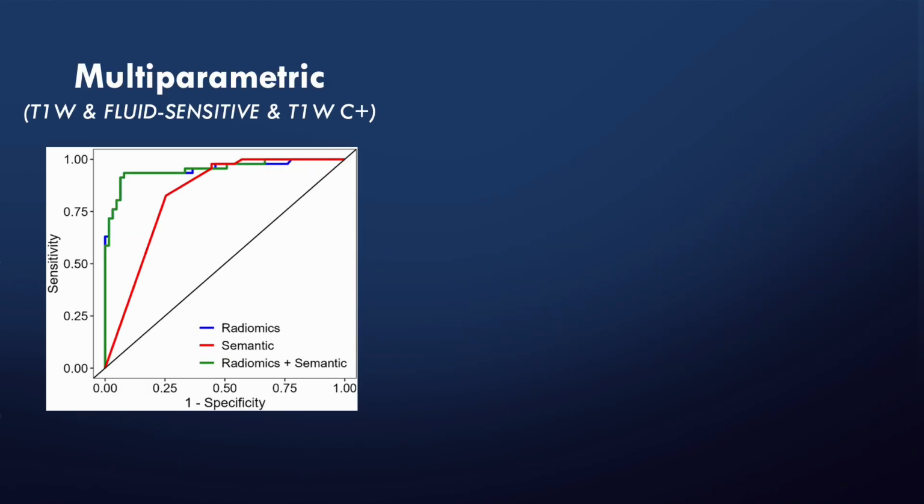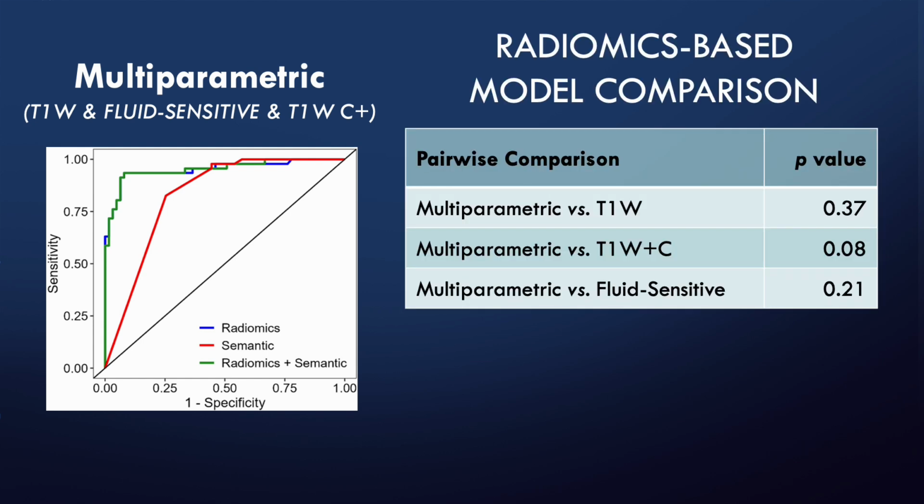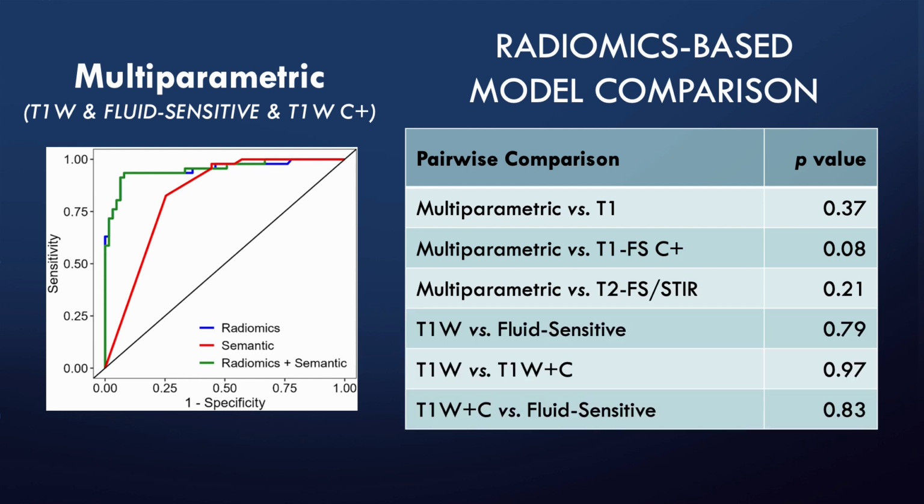We also combined data from all 3 sequences into one model, which also showed excellent AUC greater than 0.9. But comparing it to each individual sequence, we can see that it did not significantly outperform any of those models. We also did pairwise comparison of the individual sequences, and again, no sequence resulted in a better performance.